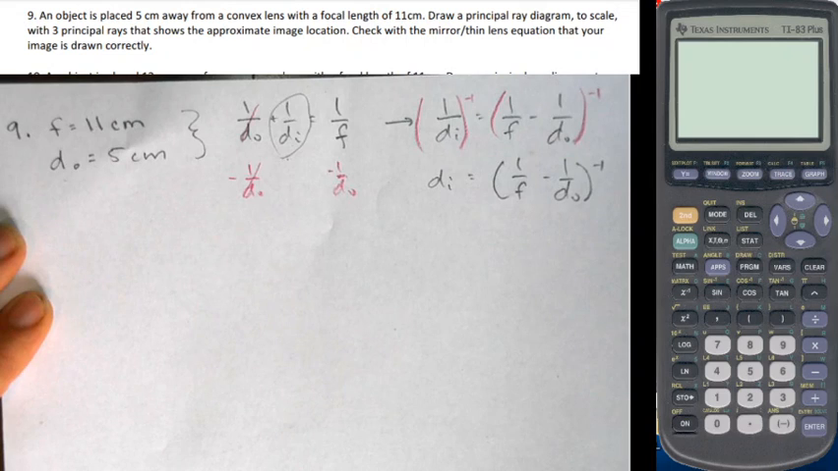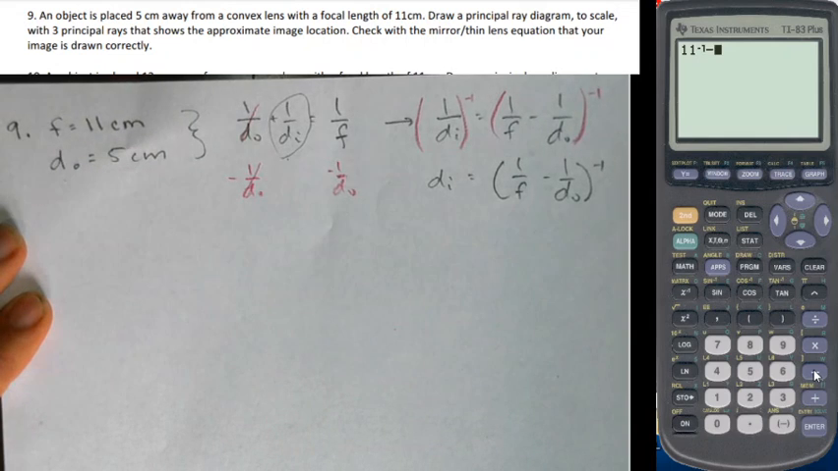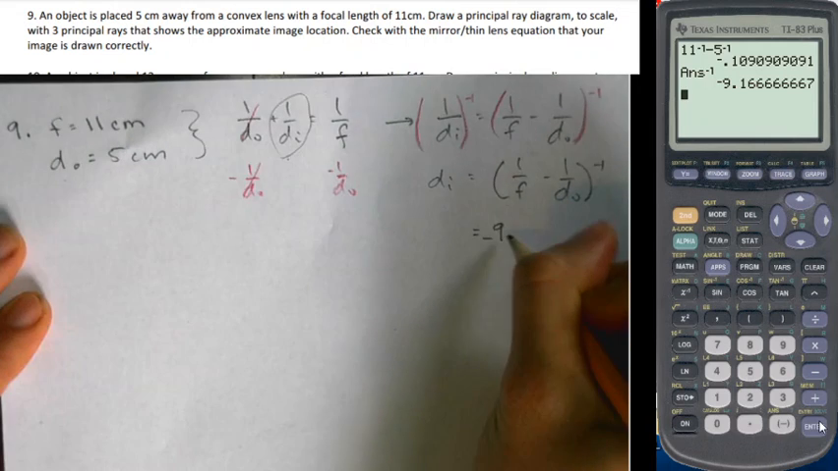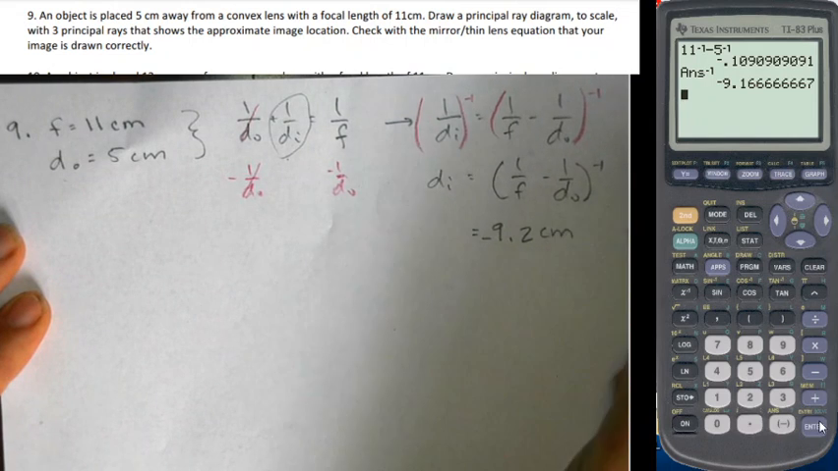negative 1. So on my calculator, the focal length is 11, so I'll do 1 over 11, but I'm actually going to just type 11 to the negative 1 because that's fewer issues that can go wrong there. Minus 5 to the negative 1. I'm going to push enter. And now I need to take the reciprocal of that. So I'll take 1 over that, like that. And I get negative 9.2 centimeters. This negative here tells me that I'm expecting a virtual image.